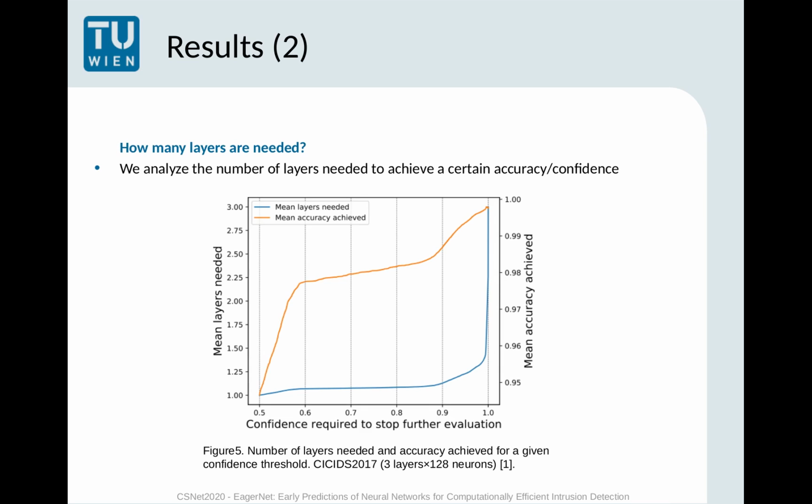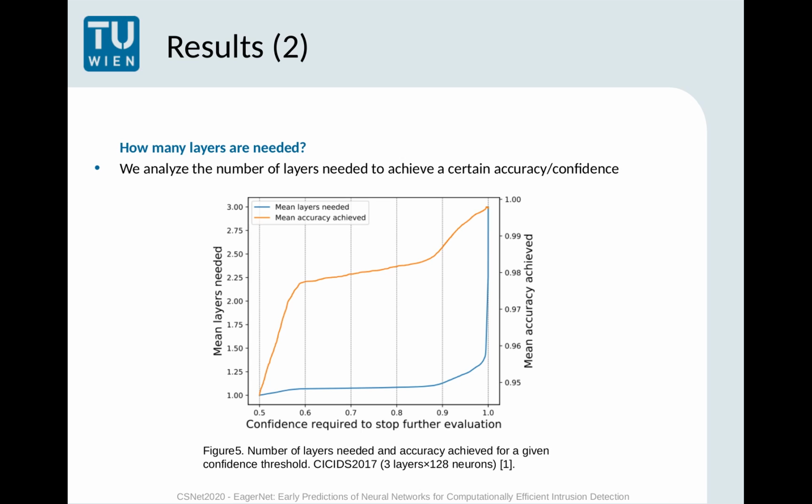The next result is we tried to find out how many layers are needed, and in figure 5 here, on the x-axis we see the confidence required to stop evaluation. So basically at each layer we check our confidence, and if the confidence is higher than a certain threshold that is shown here, then we stop evaluation and we output our prediction. If not, then we just continue to the next layer.